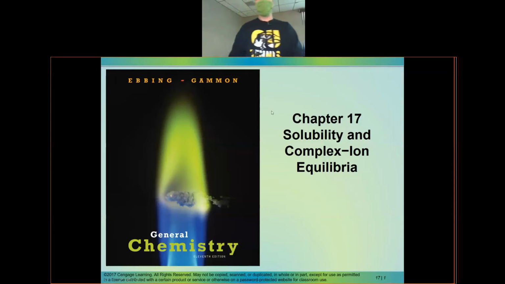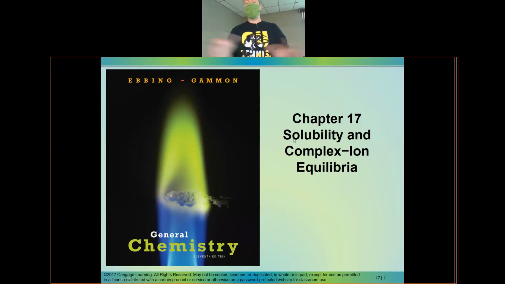It's going to be Kc. All the K values are either Kc or they're Kp. But these are going to be Kcs, but just like when you had your acid, it was called Ka. When you have your base, it's called Kb. When it's water, it's called Kw. In this chapter, it's going to be solubility.